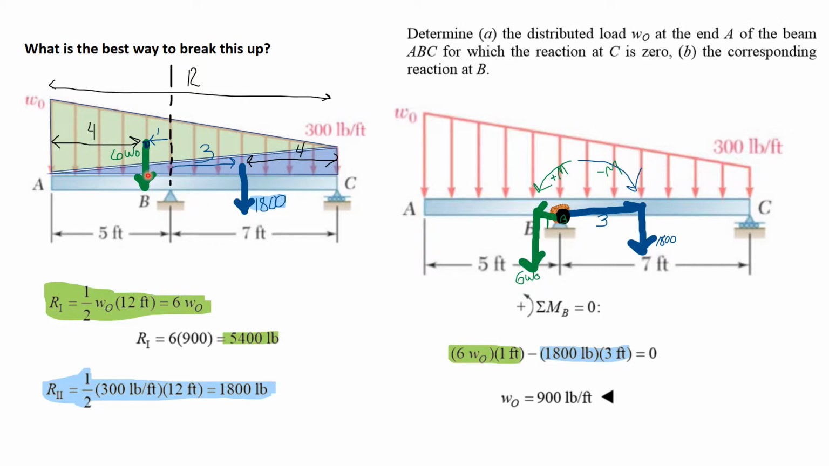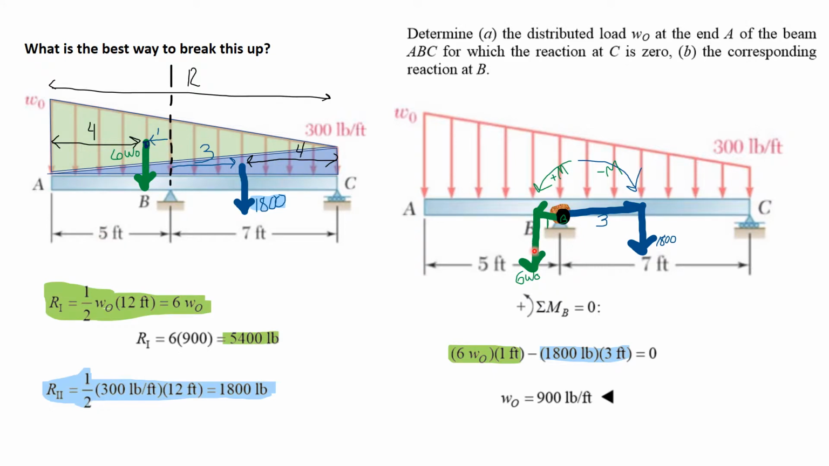So we have the green reaction, we have the blue reaction. The blue one is just 1/2 base times height: 1/2 base is 12, height is 300. There's 1/2 times 300 times 12. So the blue one is 1800, and what we can do is take the moment around B. If you look at the distances, it's 4 from here, 4 and 5, so it's just 1 over.